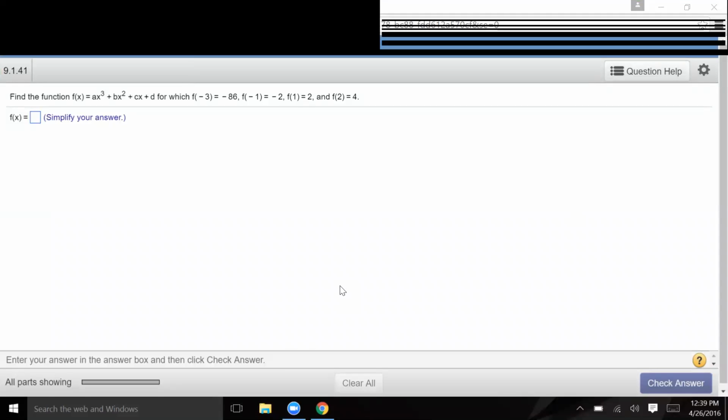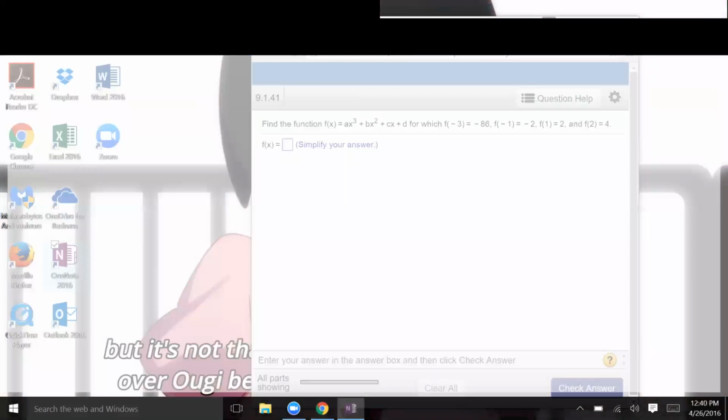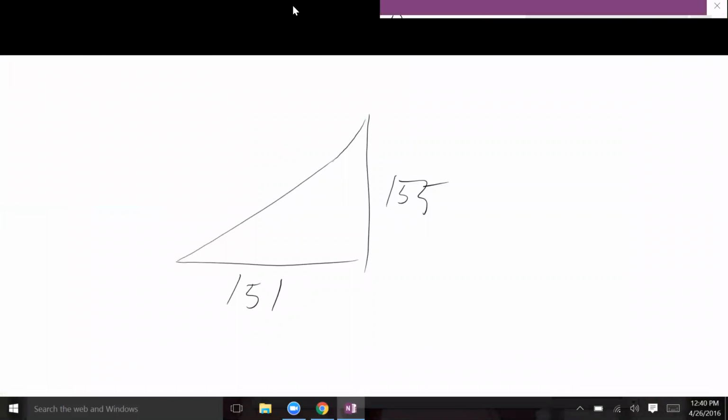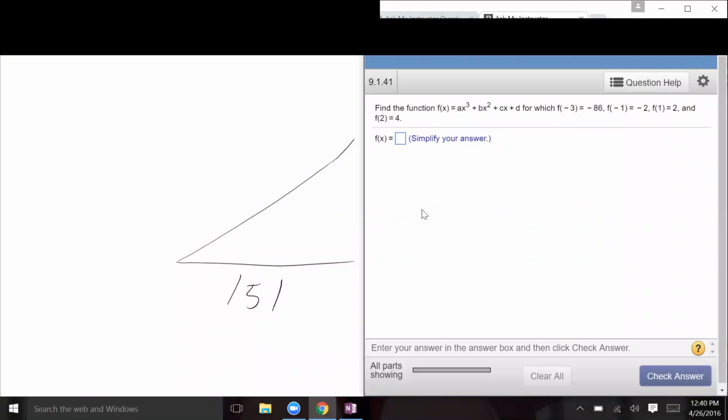Alrighty, this is a student question. Let me pull up OneNote right quick. It's actually not very hard once you turn it into a system of linear equations, because computers and calculators and such are very good at solving linear equations.